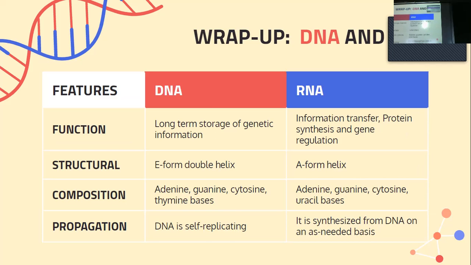Okay, so I'll wrap up. If you don't remember stuff from the beginning of the presentation, here are the differences between DNA and RNA. For function, DNA provides the long-term storage of genetic information, whereas RNA provides information transfer, protein synthesis, and gene regulation. This is because RNA is far less stable than DNA and cannot be used for long-term storage. Structurally, DNA forms a double helix, whereas RNA forms a single helix. For composition, the bases used are adenine, guanine, cytosine, and thymine. And RNA uses the exact same except for thymine, which is replaced with uracil. And finally, for propagation, while DNA self-replicates, RNA is only formed from DNA when needed for the cell's functions.